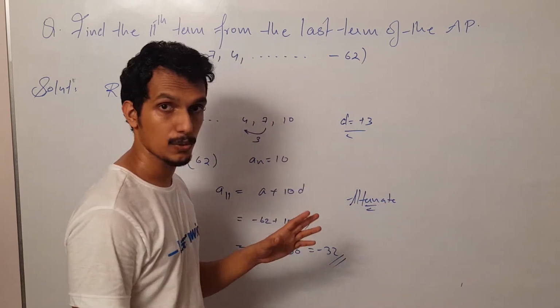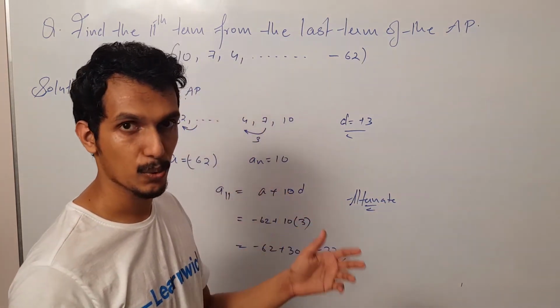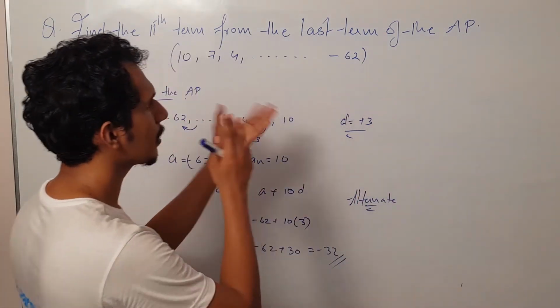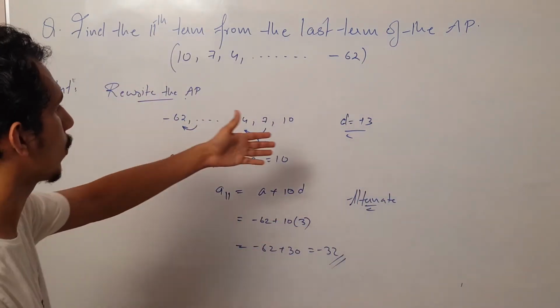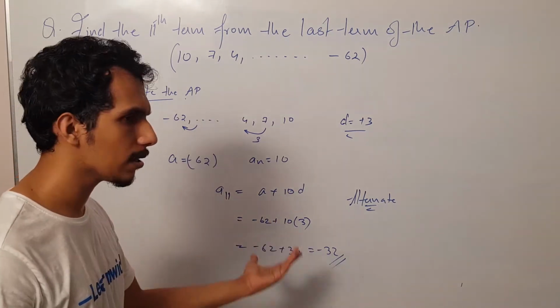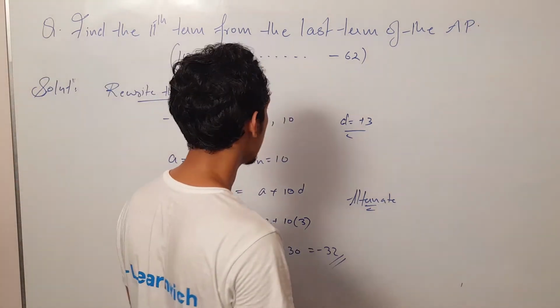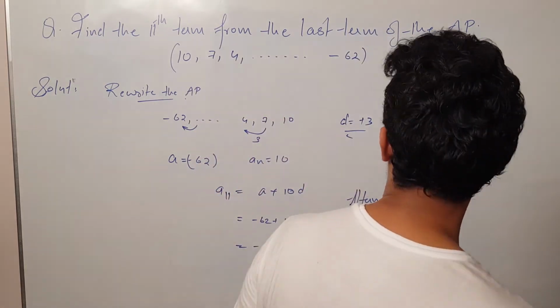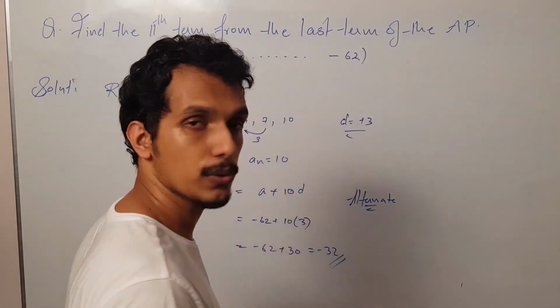I would actually prefer you to go for this method because it is really easy. You don't have to find out how many terms are there in the AP in the first place. You can just reverse the AP, find out what D is, then the 11th term, it's so simple, as simple as that. So both methods are correct. You can use any method you want. So let's go to the next question.